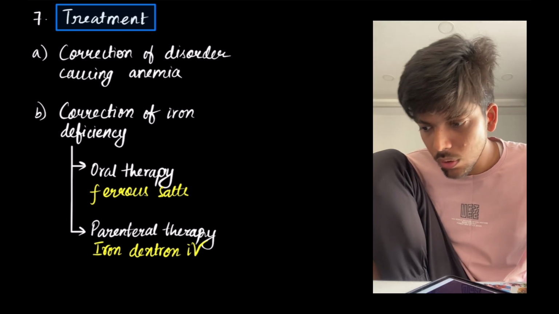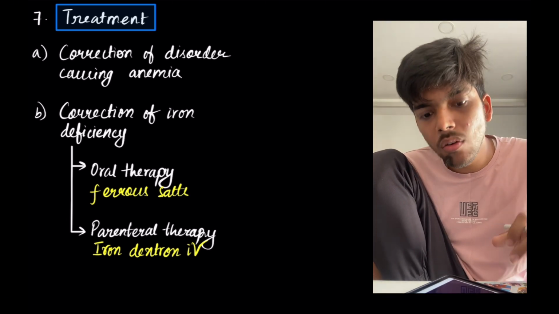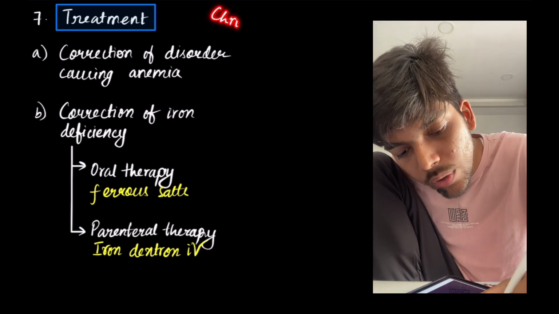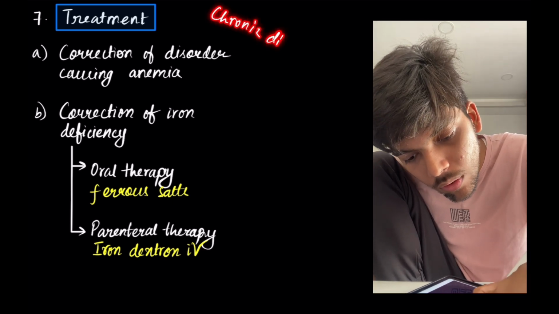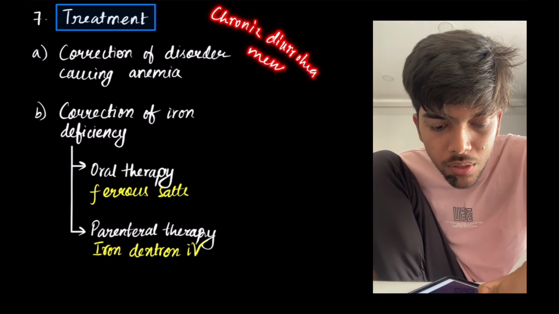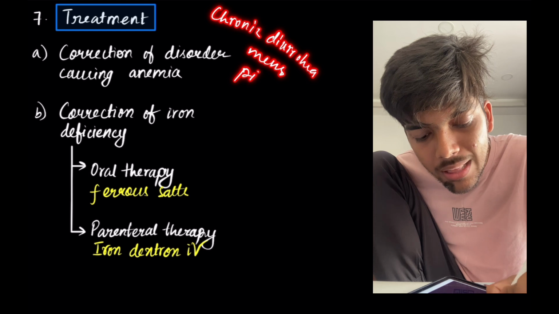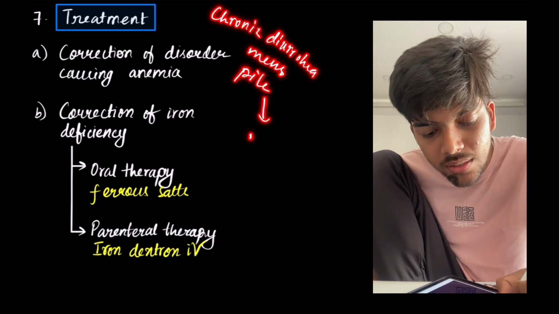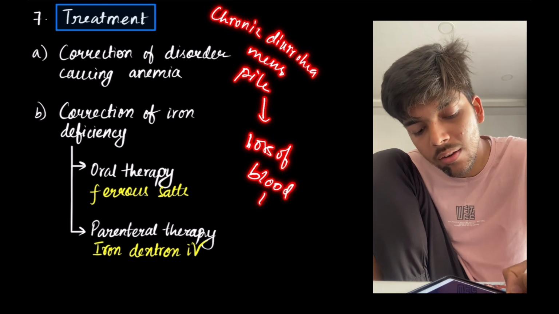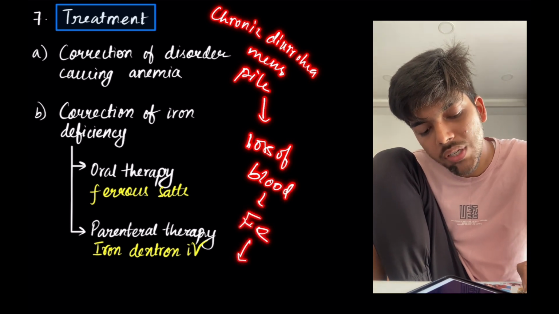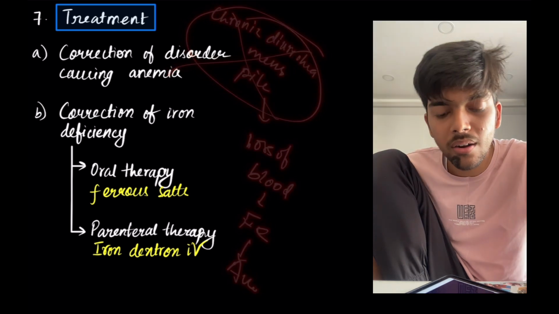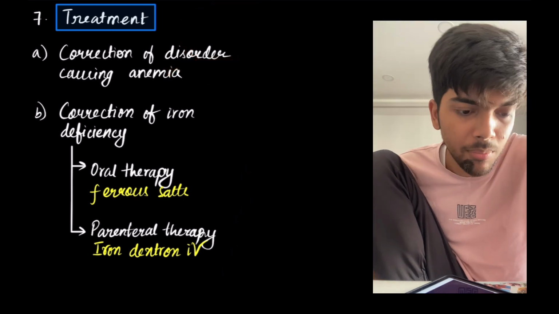Treatment. Iron deficiency anemia can be caused by some other disorder. For example, chronic diarrhea, or acute blood loss during menstruation, or piles. Due to these reasons, there is loss of blood. When there is loss of blood, there is loss of iron, and this leads to iron deficiency anemia. So first we need to get rid of these disorders in order to cure iron deficiency anemia.